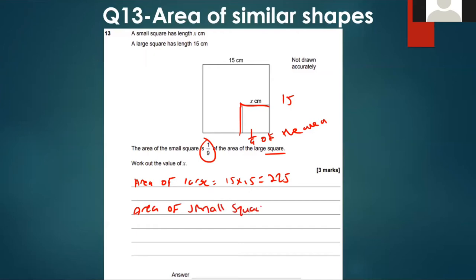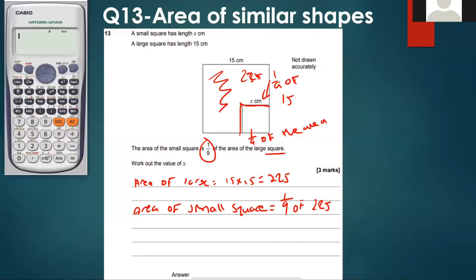Remember, it's told us what we have to do for that. It's 1/9 of the area of the large square. We've worked out the area of the large square. This is 225. So to work out this smaller one, you've got to do 1/9 of the area of that, which is 225. So 1/9 of 225, I'm going to put into my calculator. 1/9 times by 225. It's actually going to be 25.